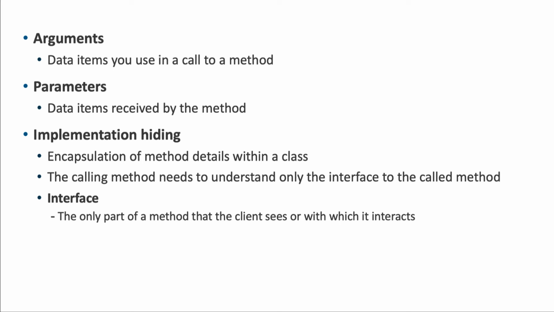Usually, you also want to know about any data returned by the method. You will learn about return data later in this video. In other words, the calling method needs to understand only the interface to the called method. The interface is the only part of a method that the method's client sees or with which it interacts. In addition, if you substitute a new or revised method implementation, as long as the interface to the method does not change, you won't need to make any changes in any methods that call the altered method.